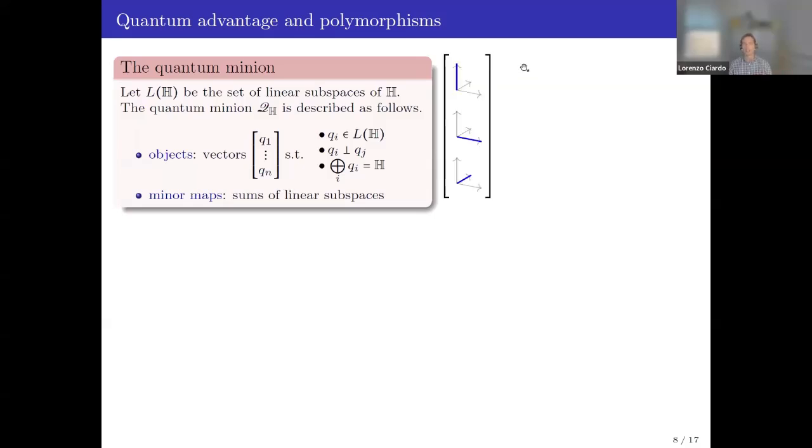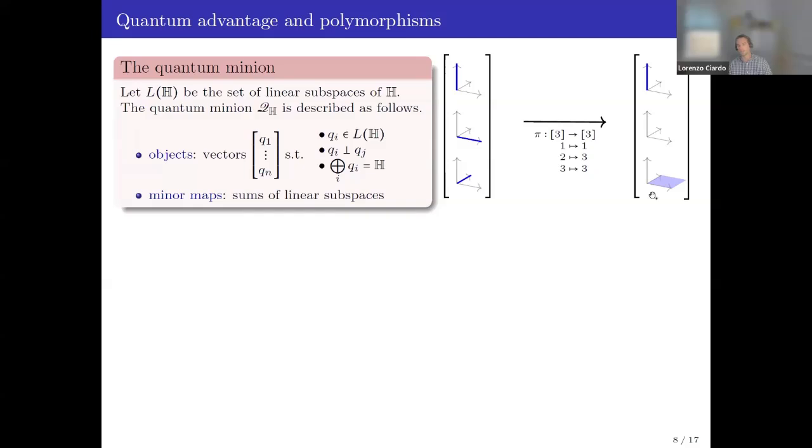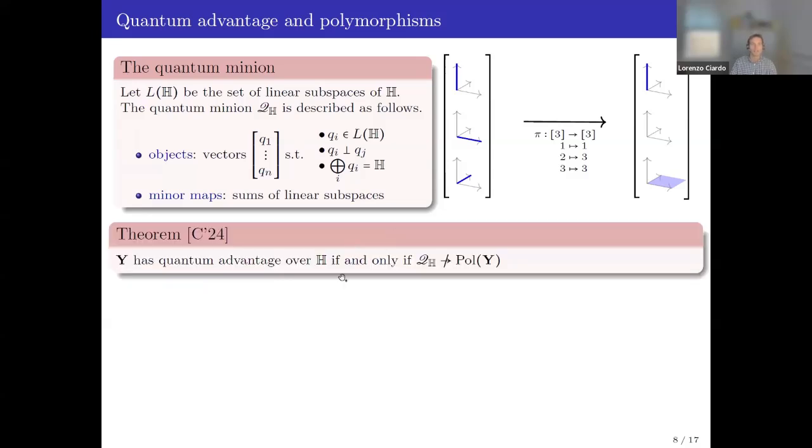Right? So this is an example. This is an element of my minion. I have three spaces that sum up to the whole three-dimensional space. This is a minor that associates 1 to 1, 2 to 3, 3 to 3. And the minor map is just this one. It leaves the first element untouched, and it combines the second and the third in a two-dimensional plane. Okay, so this is again a geometric object, and it turns out that this completely captures the presence of quantum advantage.